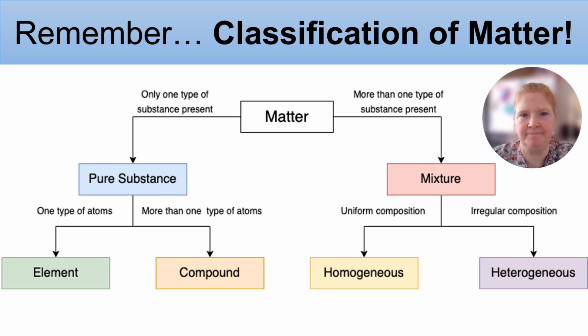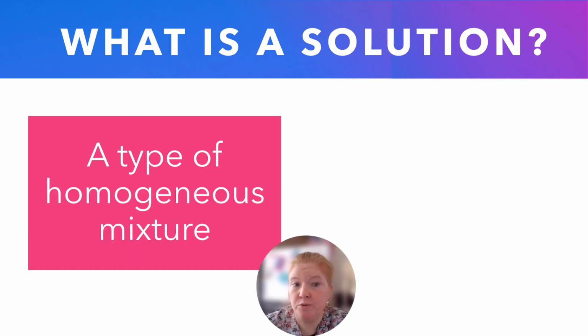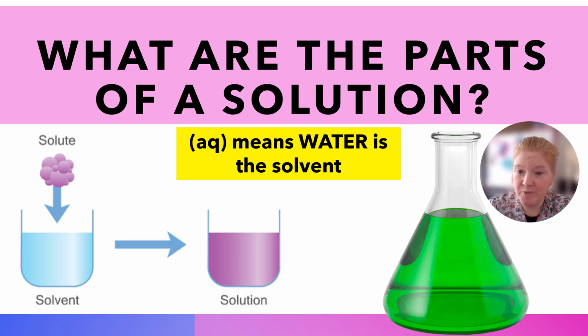You should remember that. All right, so what's a solution? Well, a solution is a type of homogeneous mixture. It's symbolized with AQ if water is the solvent. What's a solvent? Well, let's see. It's one of the parts of a solution. So a solution has two parts.